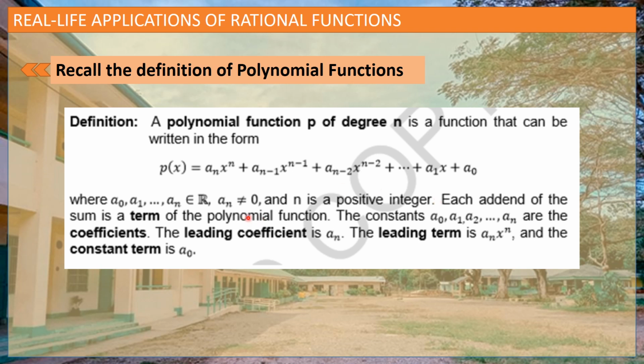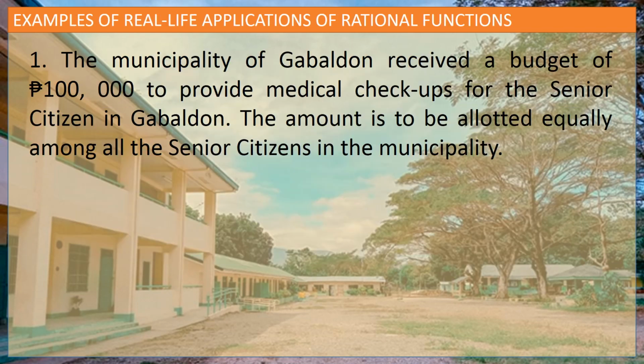So, yung tinatawag nating leading coefficient, ito yung coefficient na kasama ng variable with the highest exponent. And yung leading term naman, ito yung term na merong highest exponent. And yung number na walang variable, syempre, that is what we call the constant. Okay? Next, we have the situation.